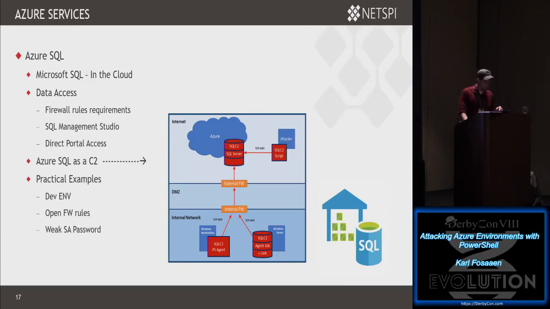I did have a bullet on here for Azure SQL used as a C2. Scott Sutherland did write a blog post about this. It's out on the NetSPI blog, but since Azure SQL is going through those trusted Microsoft domains, you can just go ahead and make your C2 communications out through that and use that Azure SQL database as that pivot point. So that can be pretty handy.